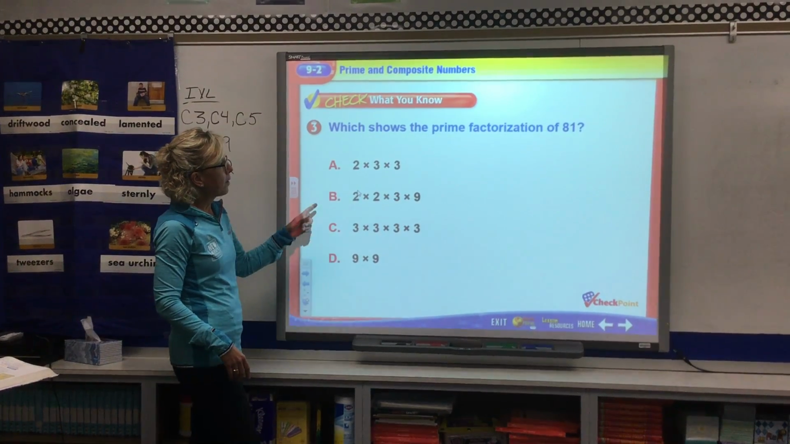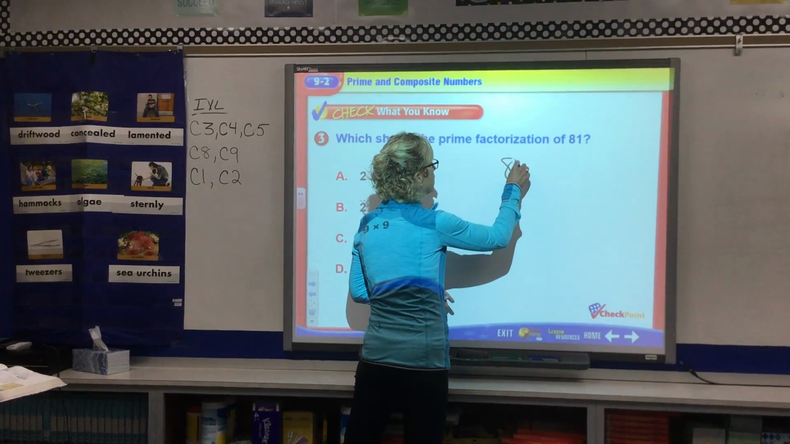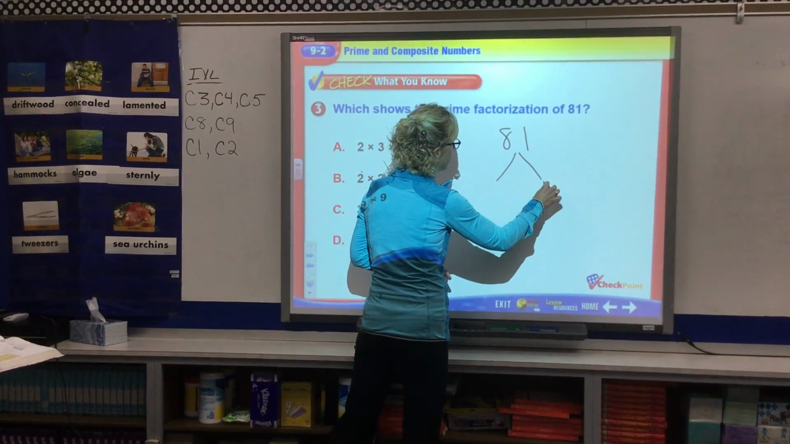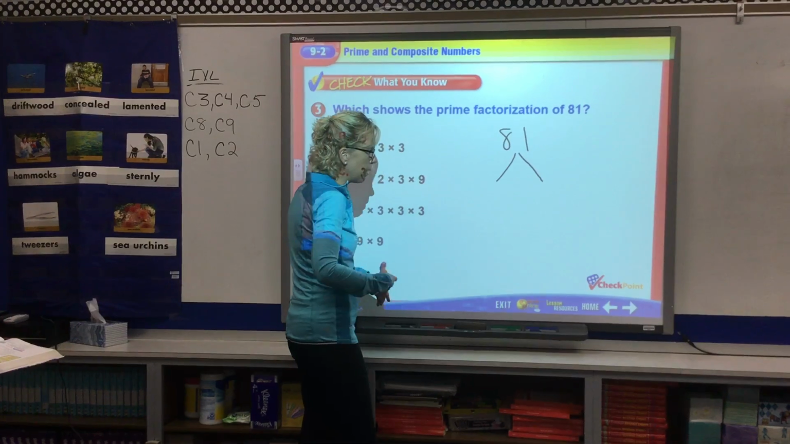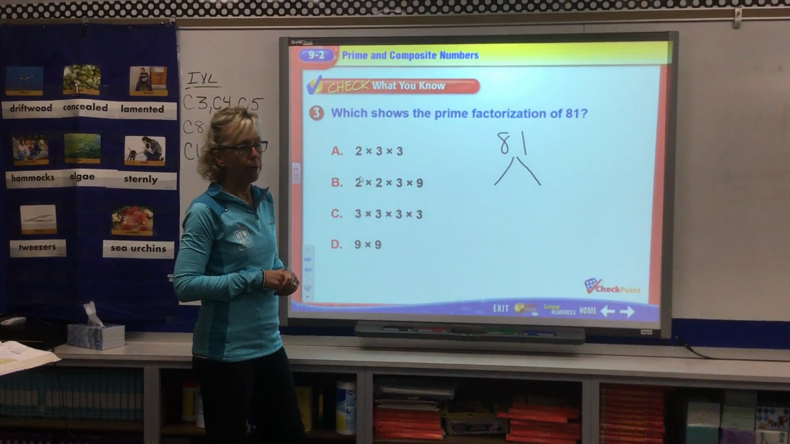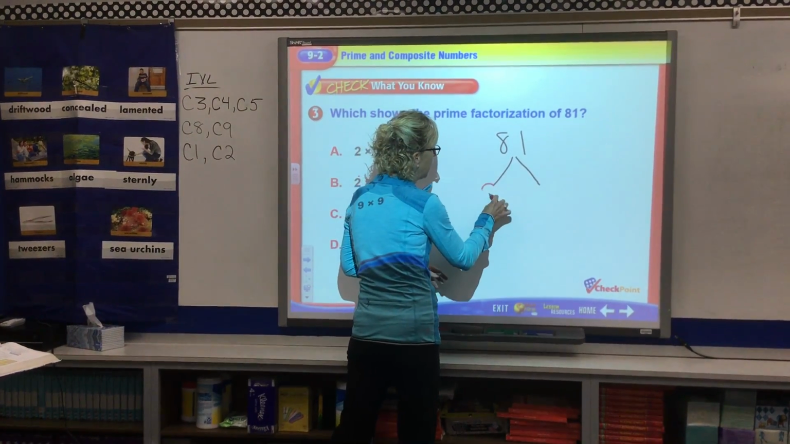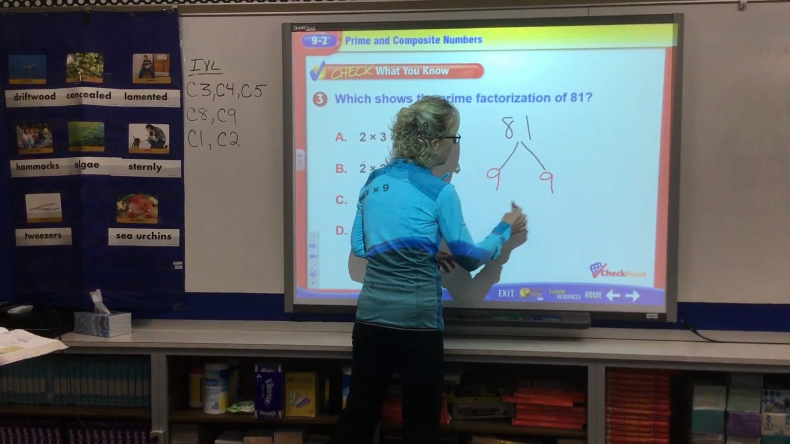Which shows a prime factorization of 81. So we're going to take 81 and we're going to break that down, okay? I'm thinking about numbers that I can multiply together to get 81, and the first one that comes to mind for me is 9 times 9, okay?